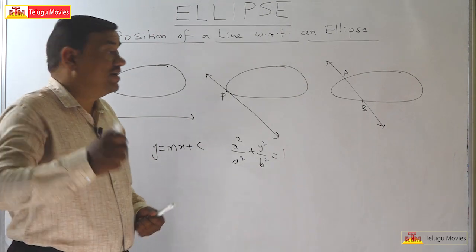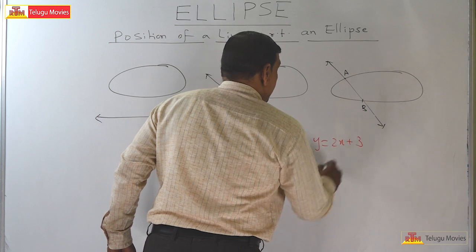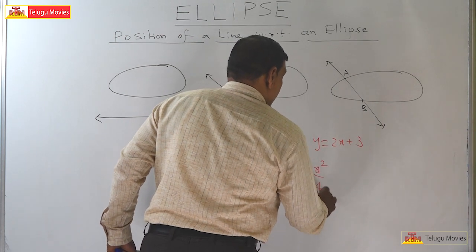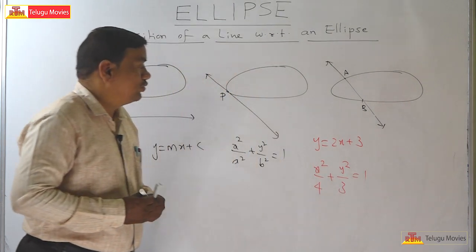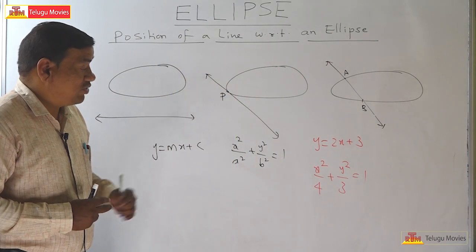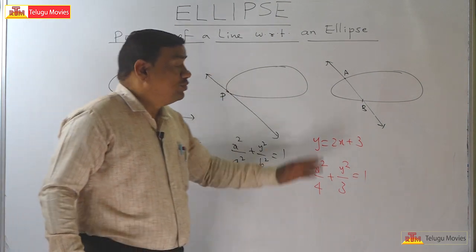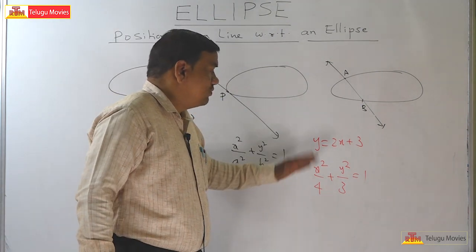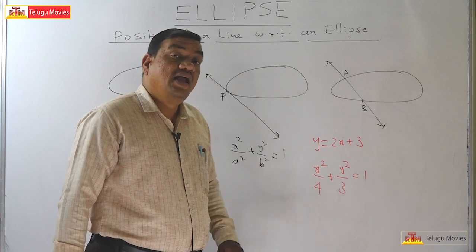That means if I am given one line equation, for example, y is equal to 2x plus 3, and x square by 4 plus y square by 3 is equal to 1. So y is equal to 2x plus 3 is a straight line, and x square by 4 plus y square by 3 is equal to 1 is an ellipse. Then how do we decide the relative position of the line and the ellipse?